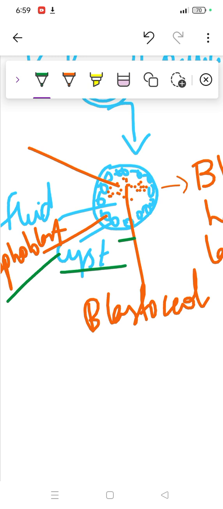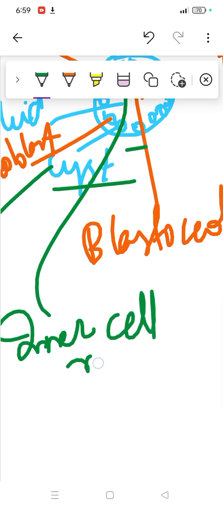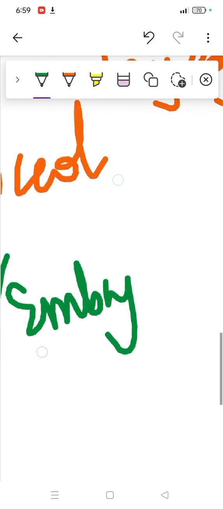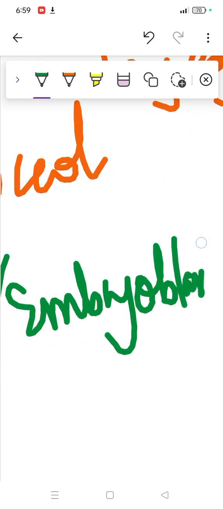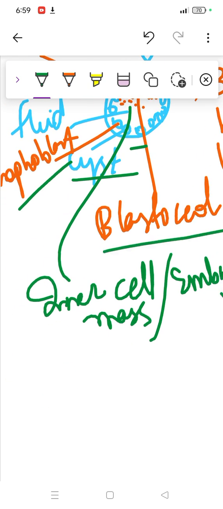And this inner one which I was mentioning is called the inner mass, that's called the embryoblast or inner cell mass. In books and everywhere we'll see inner cell mass, but you'll also see this term embryoblast. Then the blastocoele, or that cavity, is called the blastocoele cavity, as mentioned here. I'm sure it will be clear.